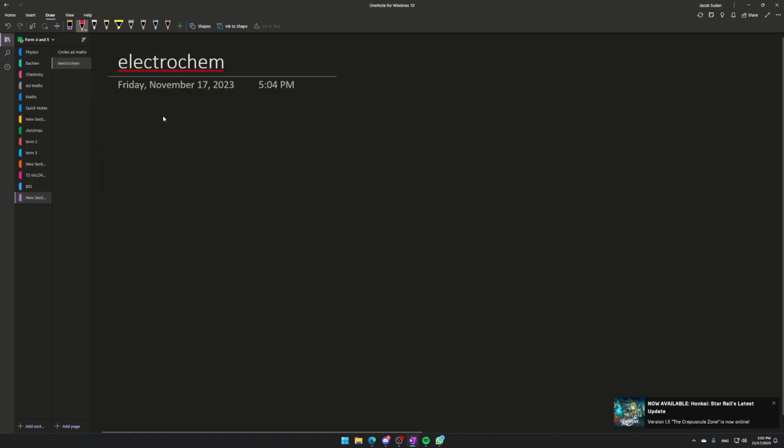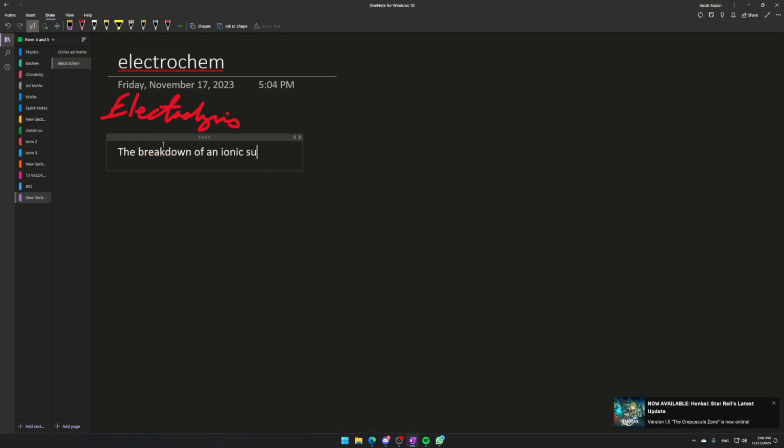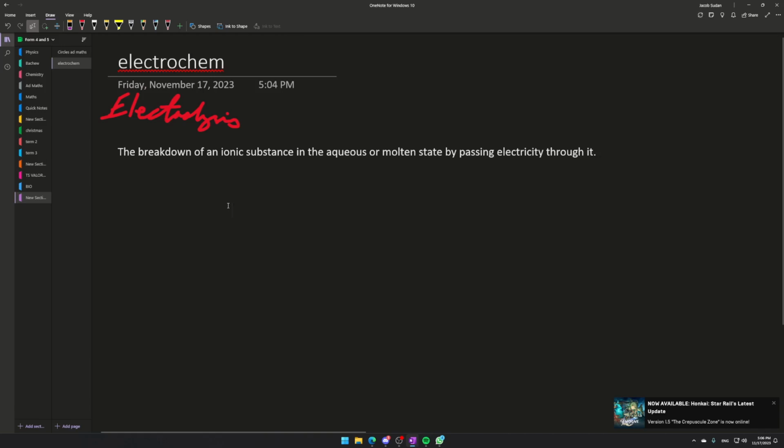Electrochemistry. The main part of electrochemistry is a process called electrolysis. Electrolysis is simply defined as the breakdown of an ionic substance in the aqueous or molten state by passing electricity through it. This is a 2-mark response. A 1-mark response is the breakdown of an ionic substance by passing electricity to it. That is the definition of electrolysis.